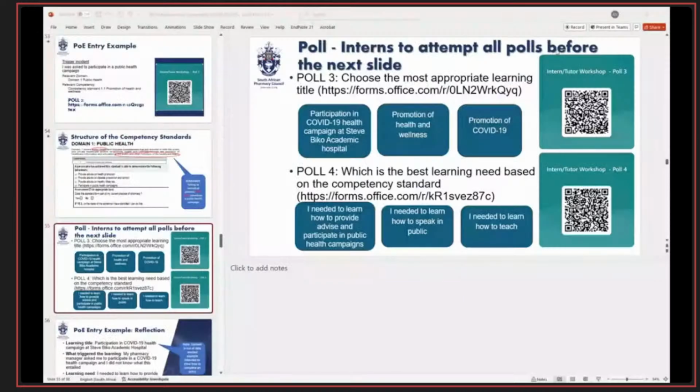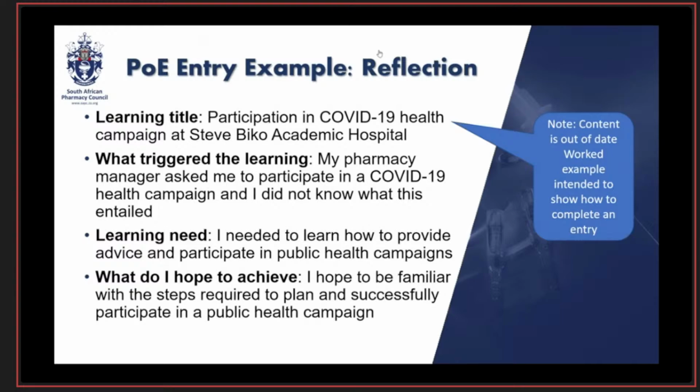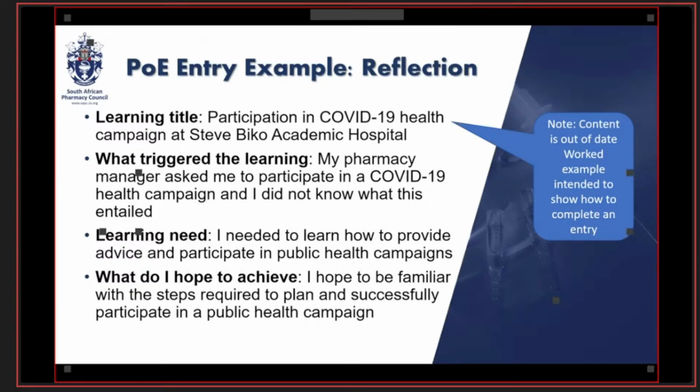Okay, let's move again back to the example, the reflection. I just want to make a disclaimer. You can see that the working example is outdated. This is just as an example on how to complete it. So we don't want to see any COVID-19 health campaigns this year, as we are no longer dealing with COVID-19 to such an extent that we were in 2020. So the learning title then we said is participation in COVID-19 health campaign at Steve Biko Academic Hospital.